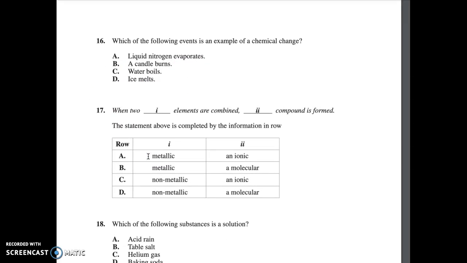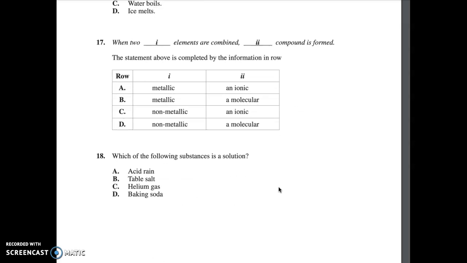In 17, okay, 2 of these makes 1 of those. Okay, so when you take 2 metals, you don't get an ionic compound, you just get an alloy, it's called. Okay, but we don't always learn that. 2 metals makes a molecular compound? No. A metal and a non-metal gets you ionic, but 2 non-metals don't make ionic. 2 non-metals makes a molecular compound? Yes. And we would name them with prefixes.